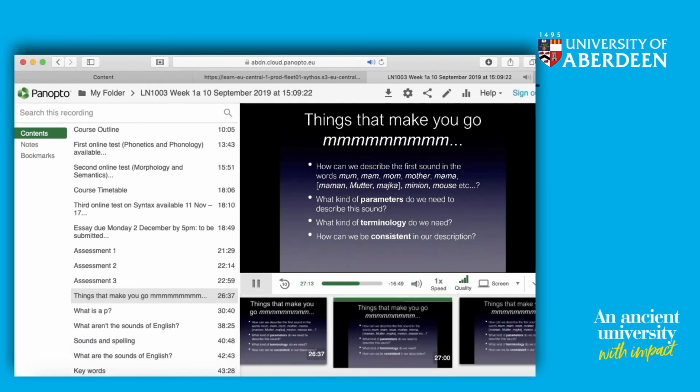Fine. Right, so we're going to start to think about sounds. And our catchily titled slide here is things that make you go, Okay, so in language and in languages, there are repeating patterns, right? So look, it's quite interesting here.